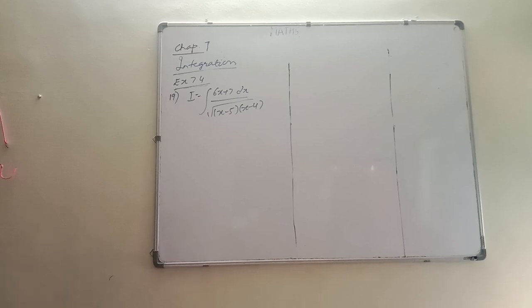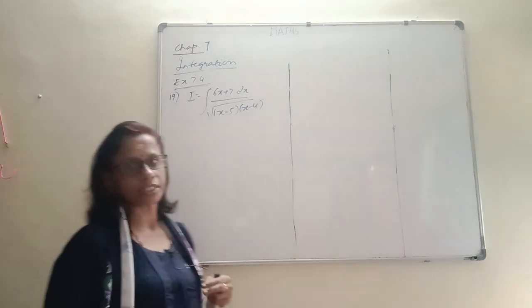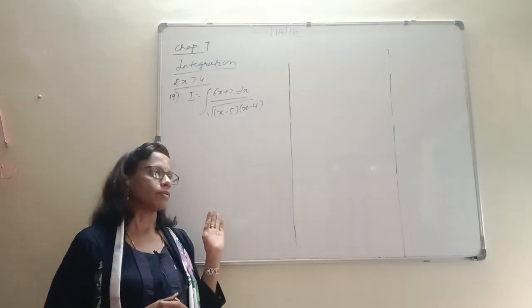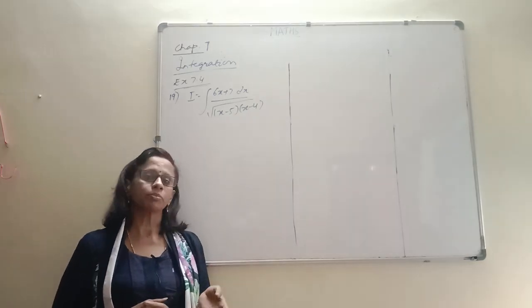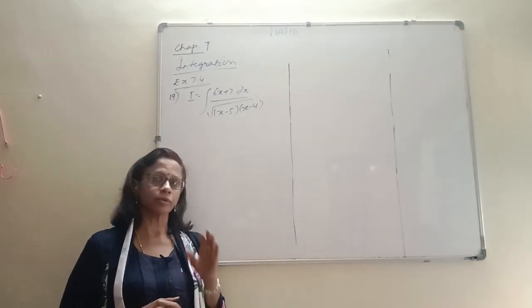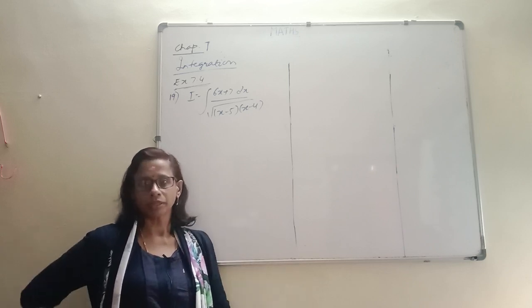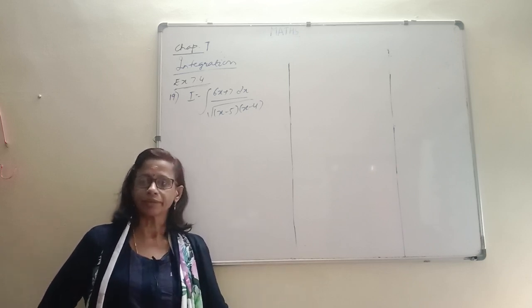Hello folks, let's get started with yet another problem of this exercise 7.4, which is problem number 19. All these problems, we saw it in the 18th problem also, and all the upcoming problems are going to be like that. You will have a linear in the denominator. It's for us to check whether the linear is a derivative or not.